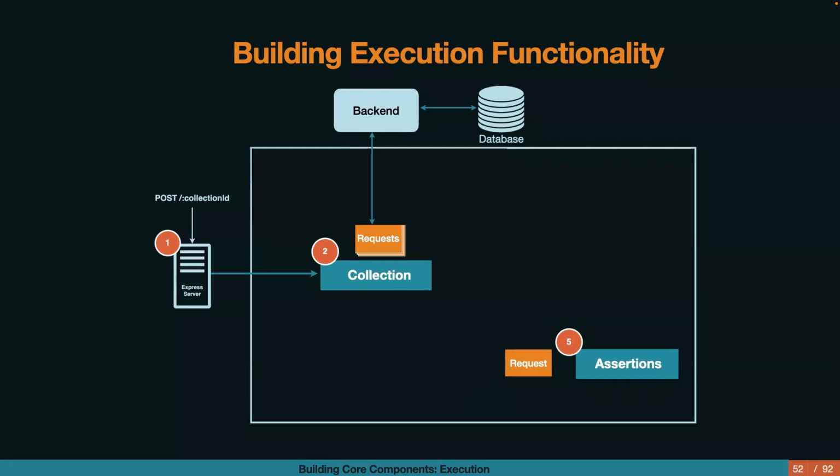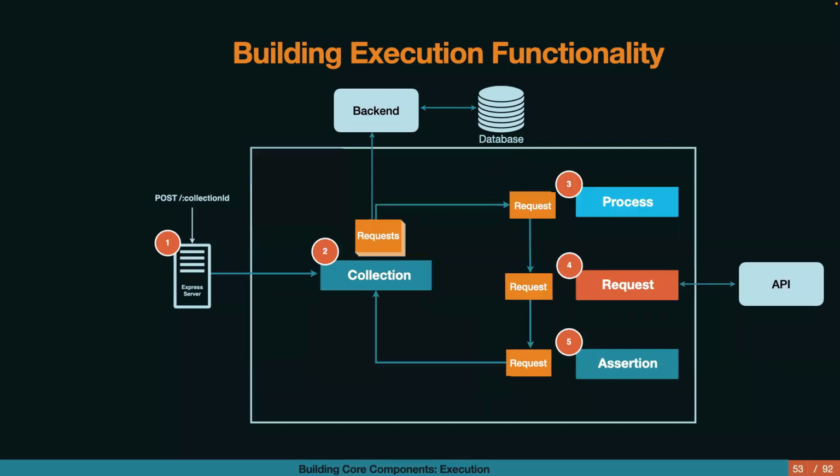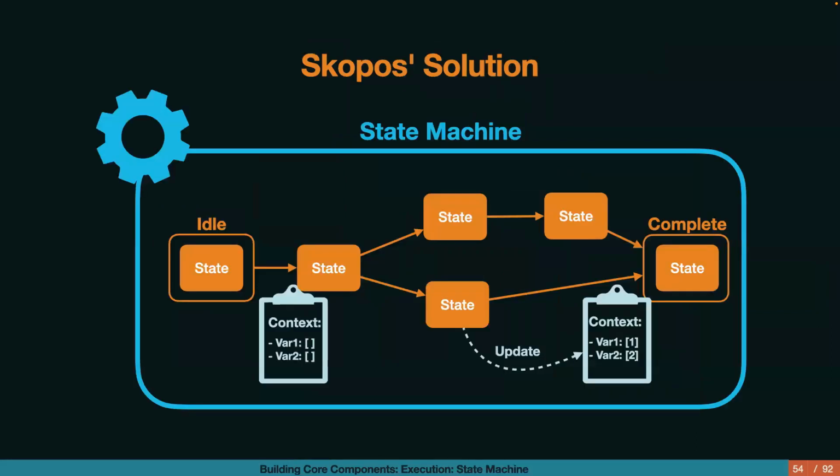Once a response is received from the API, assertions are checked for the test. If they fail, interested parties are notified. However, if the assertions pass, the process is repeated with the next request. After this process has been repeated for each request in the collection, the execution phase is complete. As you can see, this requires complex logic and keeping track of variables that change at different parts of this process. Because of this, we started looking at implementing a state machine to run collections.